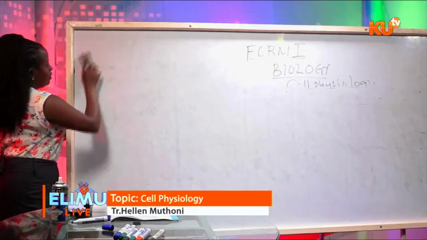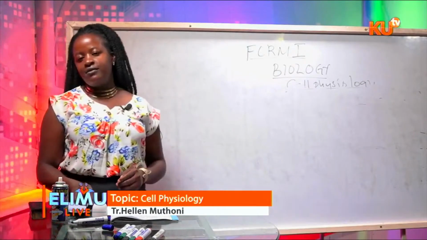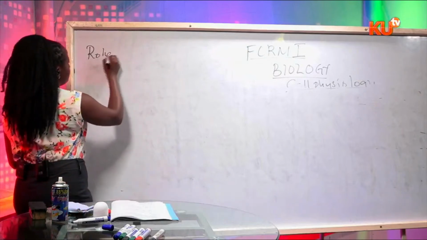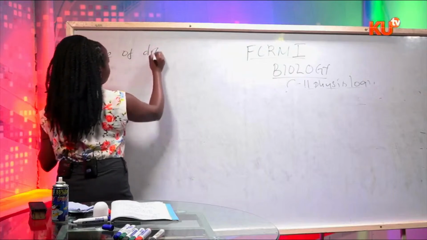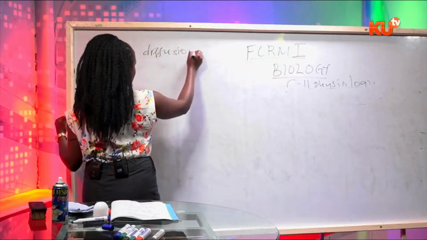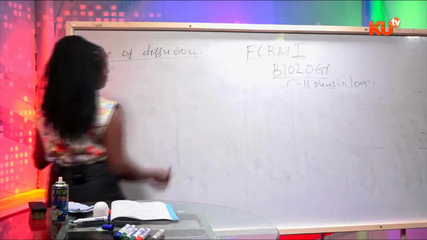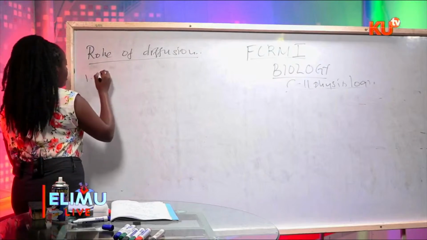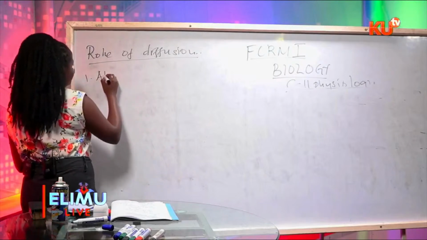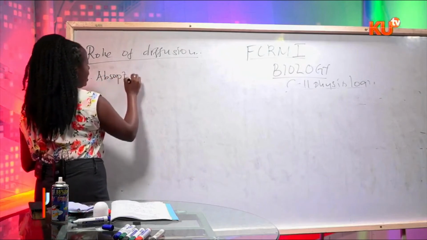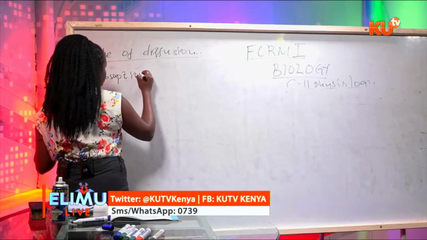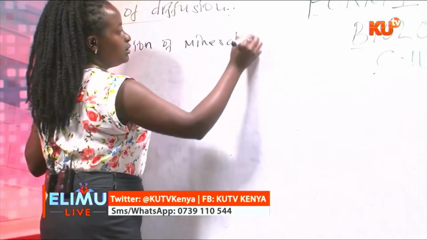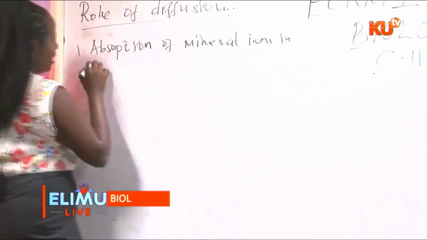This is the role of diffusion, also known as the function. The importance of diffusion. The role of diffusion. So we have these major roles of diffusion. Number 1, diffusion helps in absorption of materials in plants. It helps in absorption of mineral ions in plants.